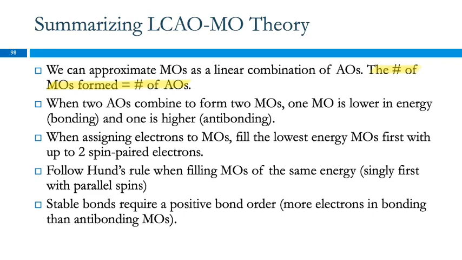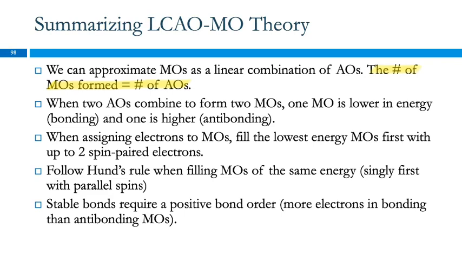When you have 2 atomic orbitals combine, they form 2 molecular orbitals. One is lower in energy and one is higher. One is bonding, one is anti-bonding. It's sort of like the cartoons where they've got the little conscience on one shoulder and the other, one's the little devil and one's the little angel. One's promoting good and one's promoting evil. It's kind of that idea.